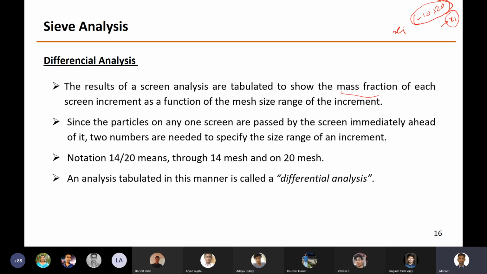I'll show you one table as an example. The example here given is minus 40 plus 20. That means it has passed through the 40 mesh screen and it is retained on a 20 mesh screen. This type of analysis is known as differential analysis.